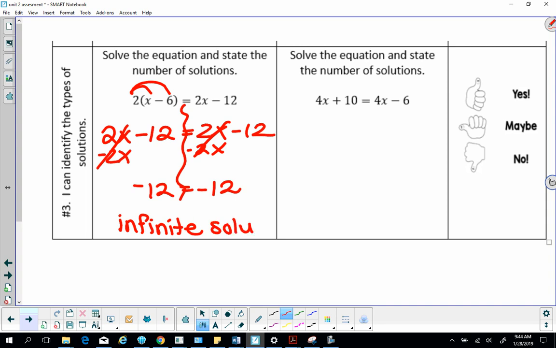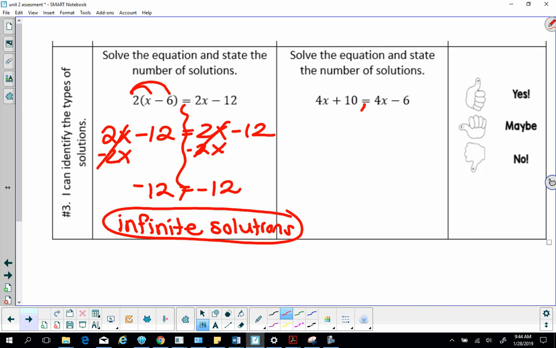That's because they're literally the same equation. So I could plug any number in for x, and it should get me the same answer for both of them. So infinite means I can use any single number for x, and it will get me that same answer.